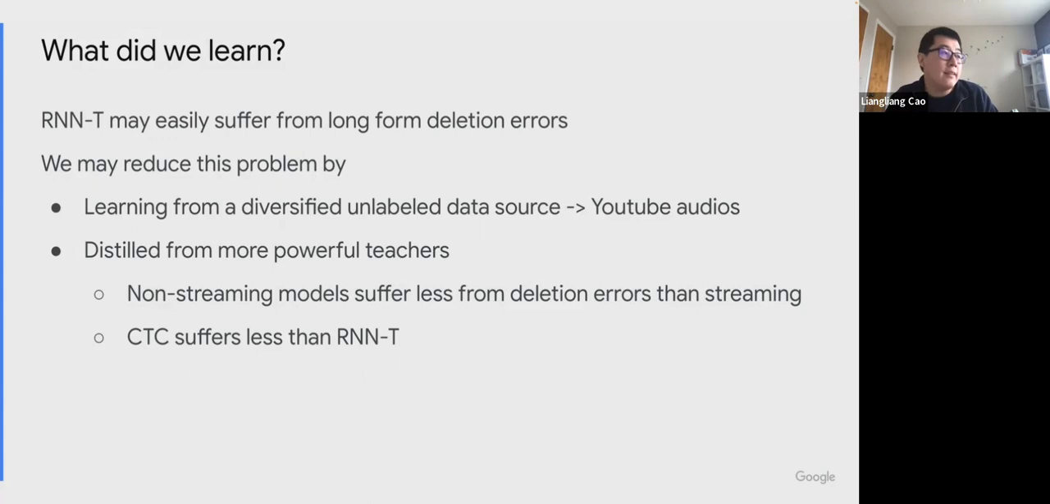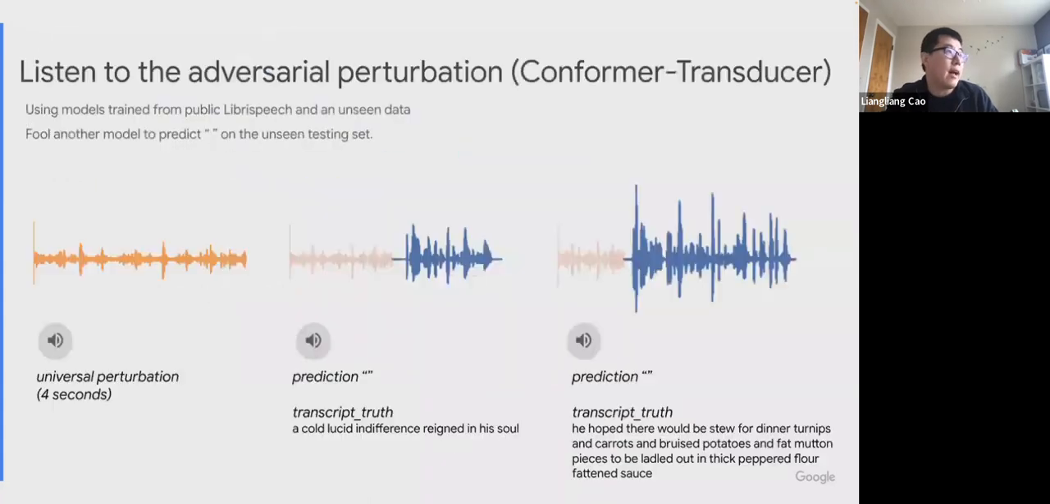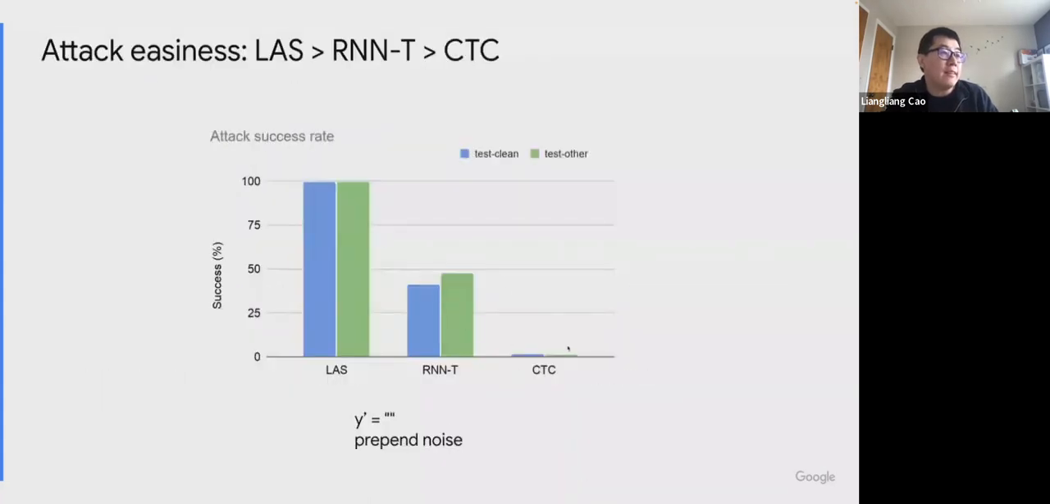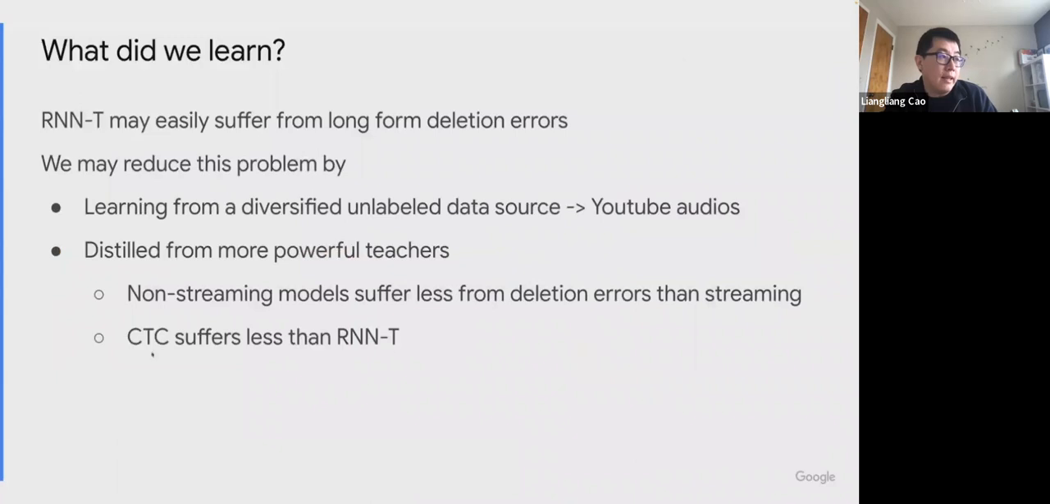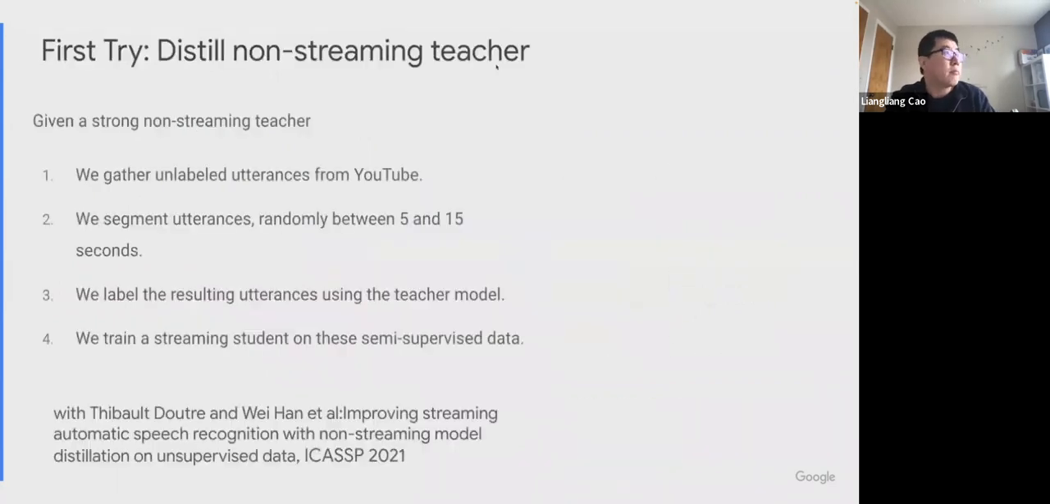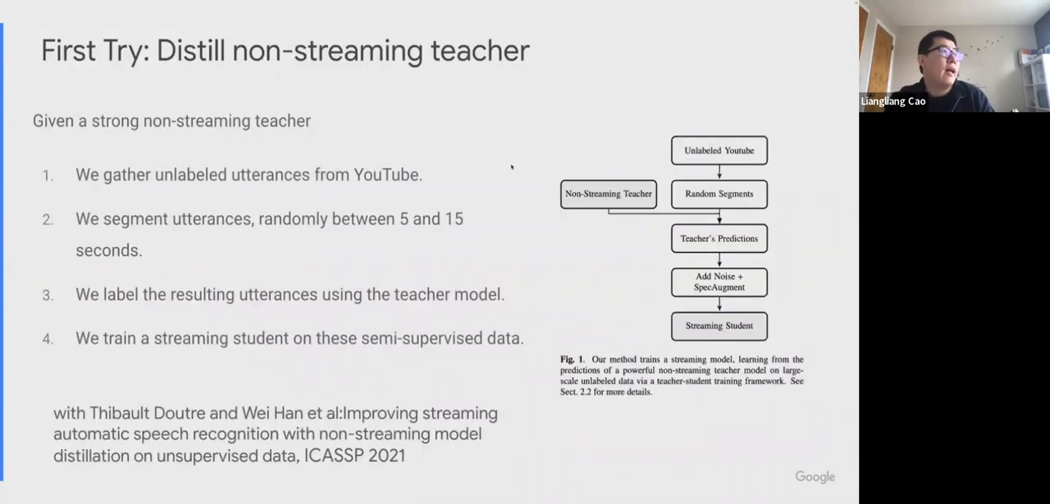And a second insight we got comes from here. We found that the CTC model has become the most robust. So we use the CTC as part of our teacher model. So that's basically our motivation and how we do this.